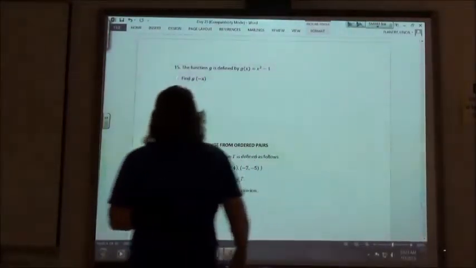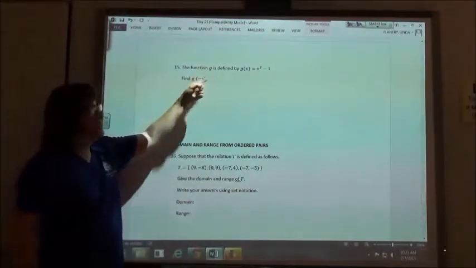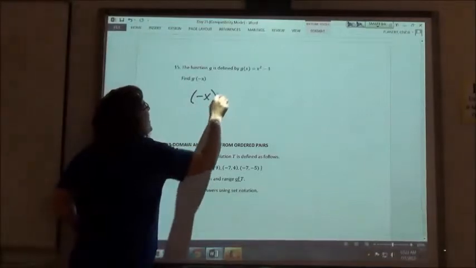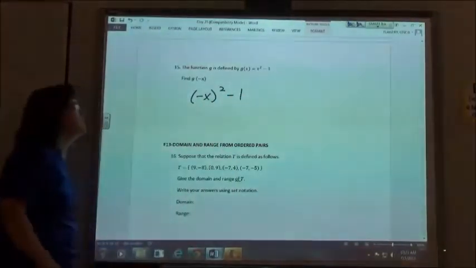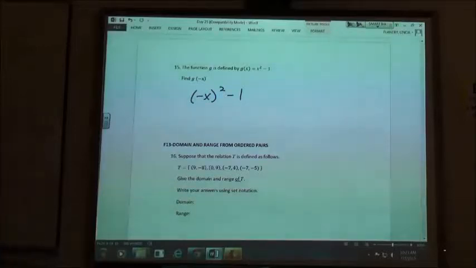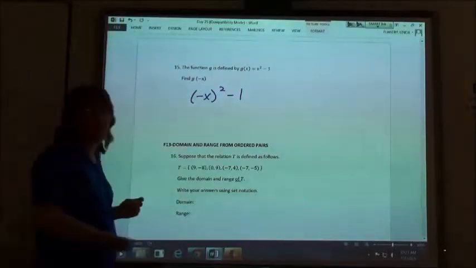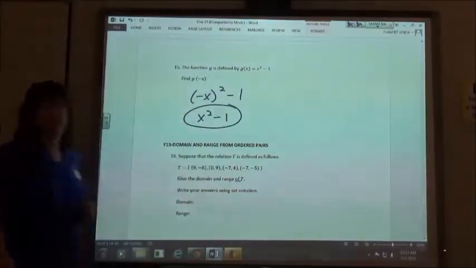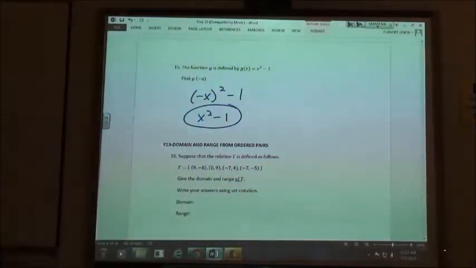Number 15, they want you to put a negative x in for the x. So I'm going to have a negative x squared minus 1. And when I square my negative x, I get x squared. So I just get x squared minus 1. I can't do anything else to simplify that. That's just going to be my answer.